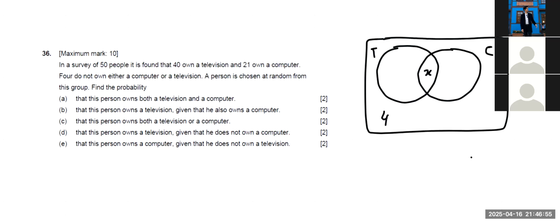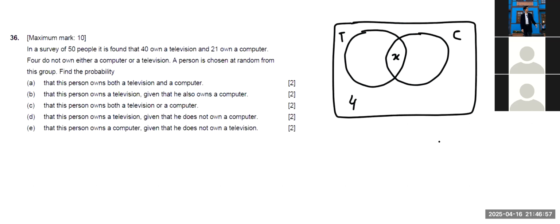I know that the television plus computer is 40 plus 21, right? Oh no, sorry. That's what I just said is not true. So I know that, for example, if the total number of people that have a television is 40, then this must be 40 minus x, right? However many own both, that's x. So then the people that own just televisions are 40 minus x. Similarly, for computer, the people that own just a computer would be 21 minus x, right?